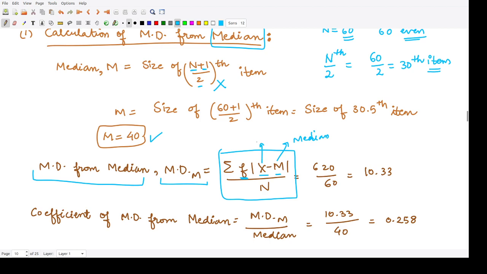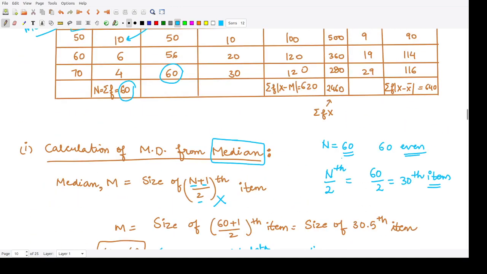X is the corresponding data. F is the frequency. So now how do you obtain this term? For that, we know m here is 40, so we use this value 40 and subtract it from all the given data.